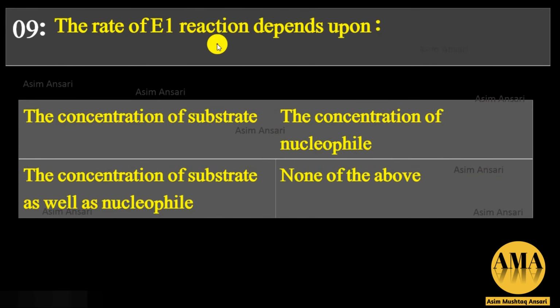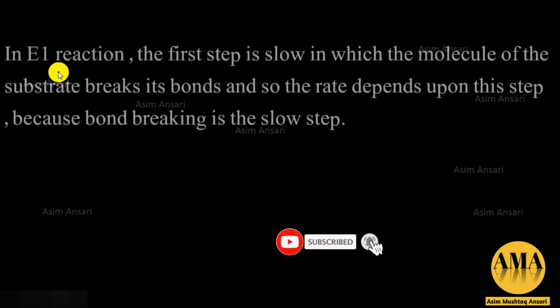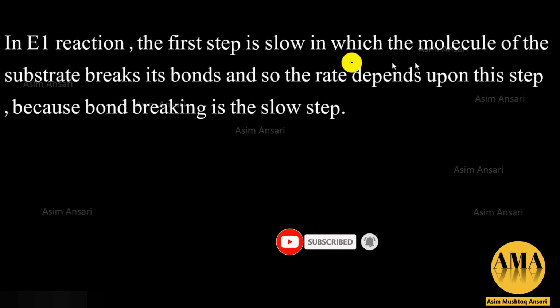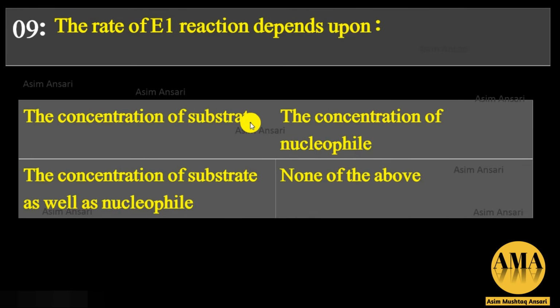Next, the rate of E1 reaction depends upon the concentration of substrate, the concentration of nucleophile, the concentration of substrate as well as nucleophile, or none of the above. In the E1 reaction, the first step is slow, in which the molecule of the substrate breaks its bonds, so the rate depends upon this step because bond breaking is the slow, rate determining step. So the exact answer is the concentration of substrate.